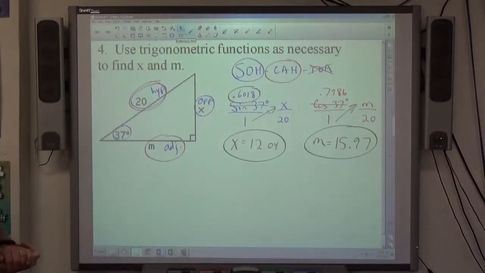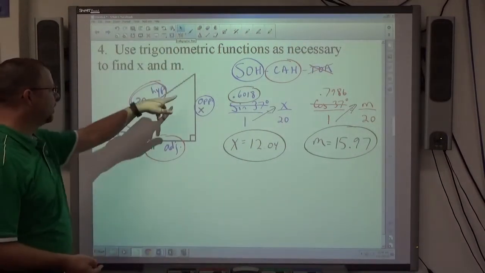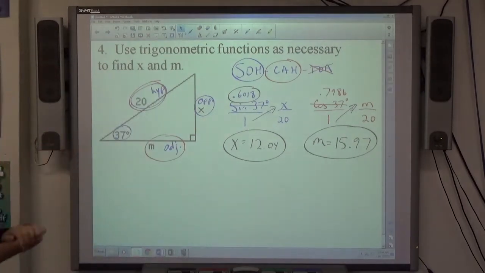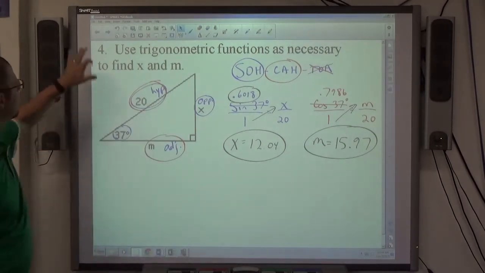Alright, and that's all they're asking me for. They didn't ask me for the third angle. If they did, subtracting 180 minus 90 minus 37 would give us the third angle, but they don't ask for that, so we'll just move on.